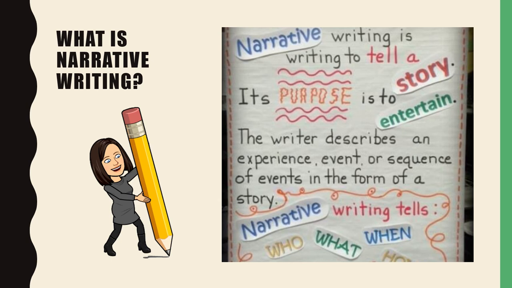Now there are a lot of different components that go with narrative writing, but a lot of times this is where the writer's describing something that's happened to them, or they want to make up a fun thing that could happen to them with some events or sequencing events in the form of a story. And narrative writing is going to tell you who, what, when, where, why. What happened, why it happened, who it happened with, how it happened, things like that.